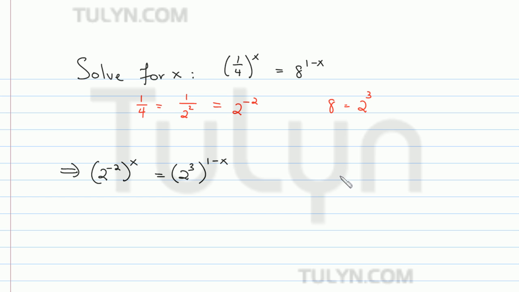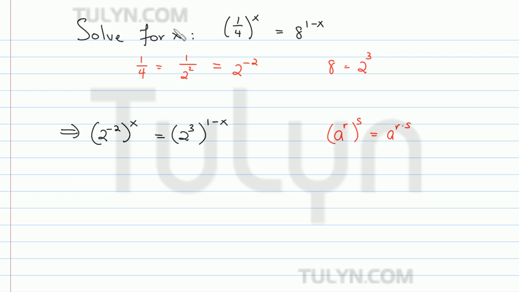So I want to use that property of exponents that says if you have a base and you're taking that to a power, and then you're taking that to a power, what you do is you multiply the exponents. So let's multiply the exponents on the left and on the right. So we get 2 to the -2 times x, it's -2x, on the left, and on the right, you get 2 to the 3 times (1 minus x).